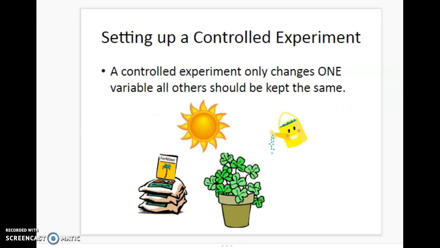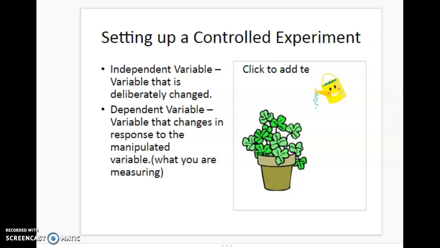So here's an example of an experiment using a plant. Now, when you're looking at this plant, you could do an experiment on how the water affects growth, how the amount of sunlight affects the growth, or how fertilizer would affect the growth. But you can only choose one of those. So in your experiment, you can only change one of them for it to be a controlled experiment. So in this case, we're going to change the amount of water.